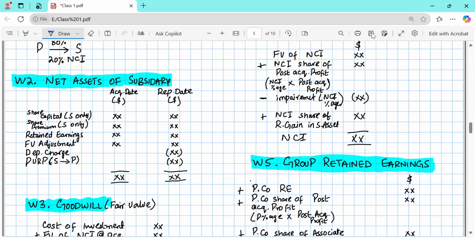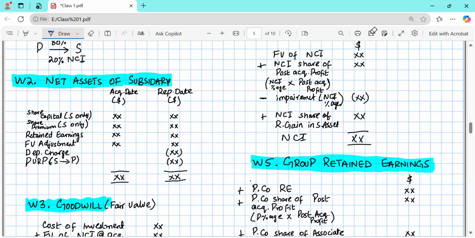In working 2 you have to post certain items on two dates: acquisition date and reporting date. Acquisition date means the date at which you have acquired the subsidiary, and reporting date means the date at which you are preparing the financial statement. Let's say you acquired the subsidiary on 1st January 2024, and you are preparing the financial statement at 31st December 2024. So these are two different dates, right? You have to post the things on the acquisition date as well as the reporting date.